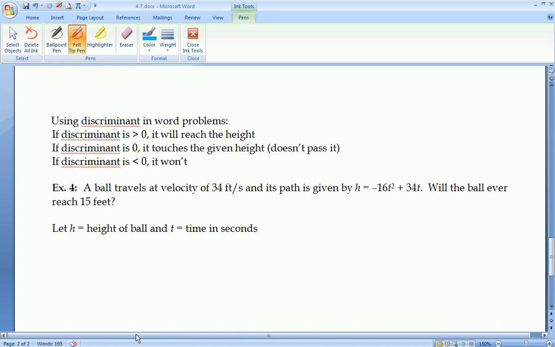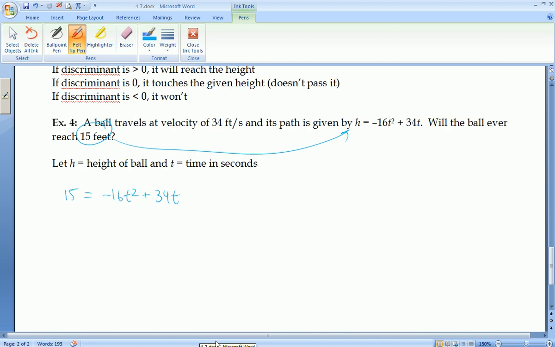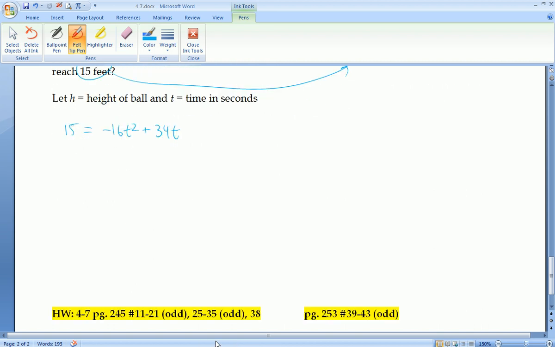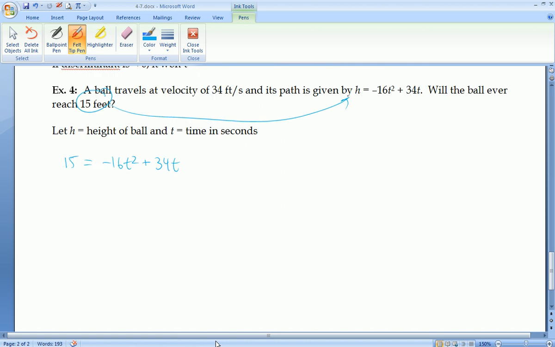So we set this up. We're taking this 15 feet and we are putting it in for the height right now. So 15 feet equals negative 16t squared plus 34t. Let's make that look more like a plus sign. Okay. Alright, so there's two ways to do this. You can use a discriminant, or you can kind of graph it and see if it actually reaches 15 feet. So what it's kind of asking here is if you were to graph this guy, will it reach 15 feet?